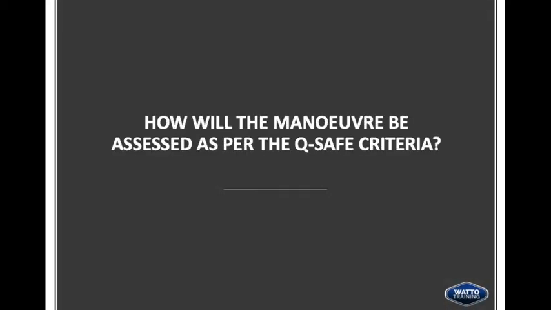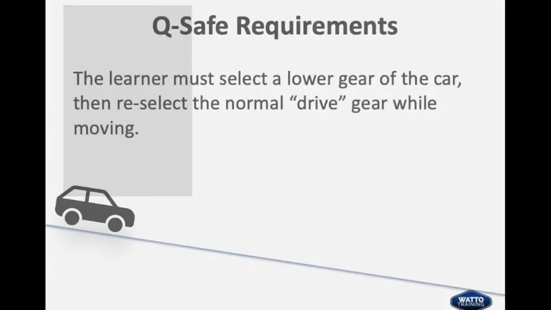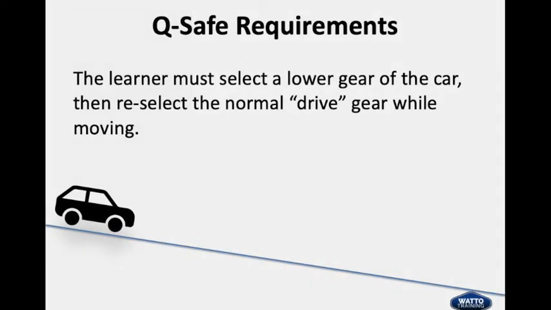How will the maneuver be assessed as per the Q-Safe criteria? The examiner's wording will be something like this. I'd like you to do a gear changing exercise. Please select a lower gear. Thank you. And then once the maneuver is completed, when you're ready, reselect normal drive gear. The learner must select a lower drive gear for the car, then reselect the normal drive gear while moving.